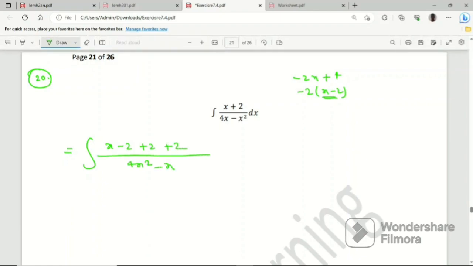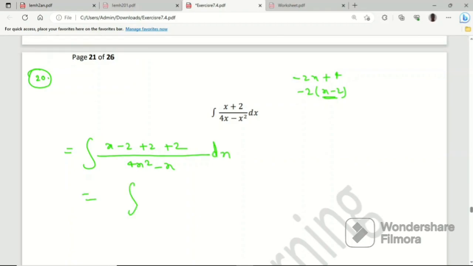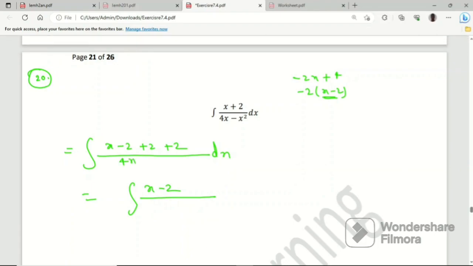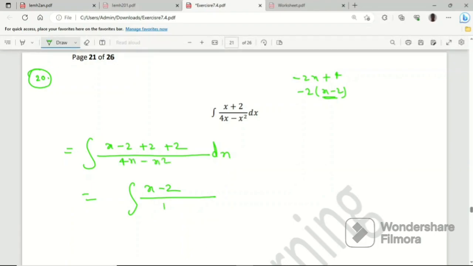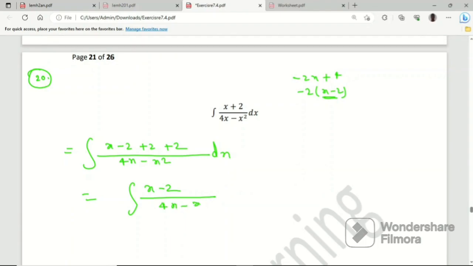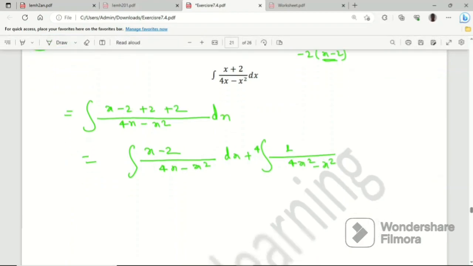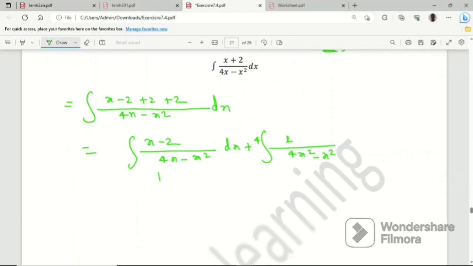The integral of 4x minus x square into dx. So I can write, I'll separate them now. X minus 2 into 4x square. No, it is not 4x square. It is 4x minus x square. So it is x minus 2 upon 4x minus x square dx plus 2, I will send outside, so it will be 1 upon 4x minus x square dx. Now I think you can solve easily. Again here the first part is solvable easily by substitution method.